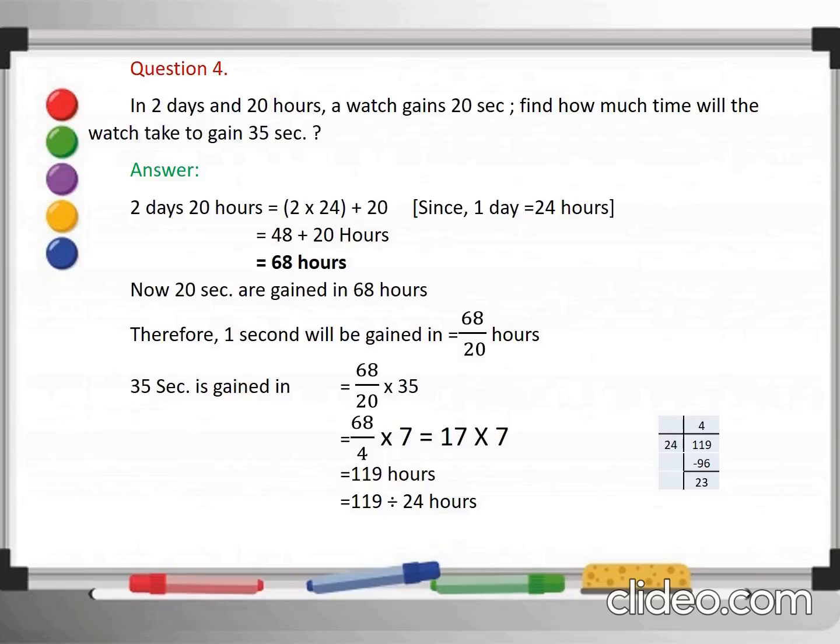So what is the quotient here? 4. That would be days. So we'll have 4 days. And what is the remainder? 23. That would be hours. Therefore 35 seconds is gained in 4 days 23 hours. Now next question, question 5.